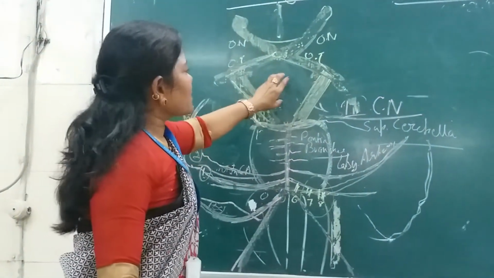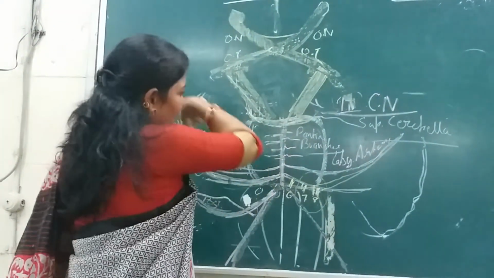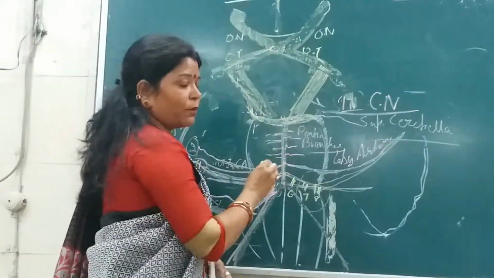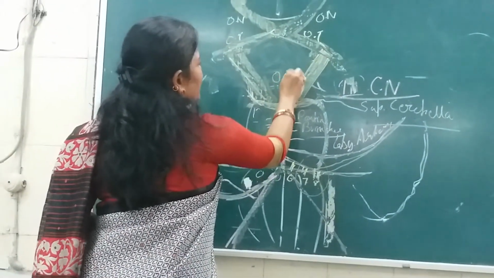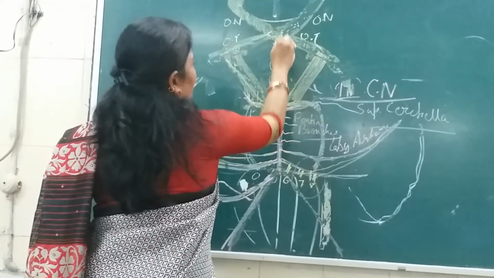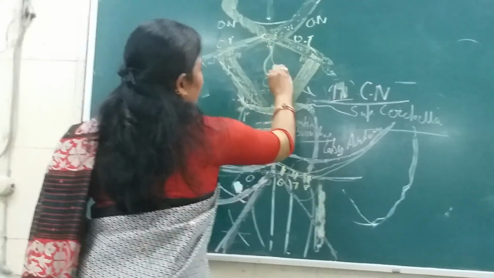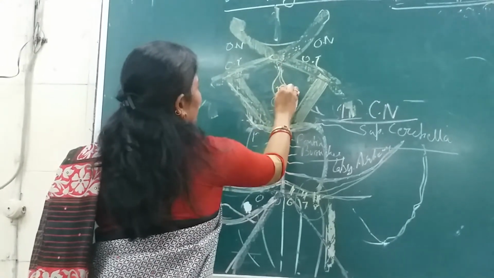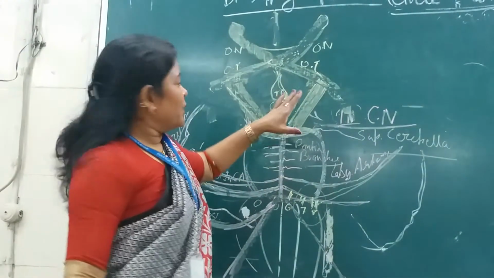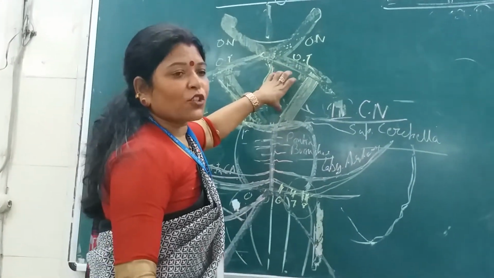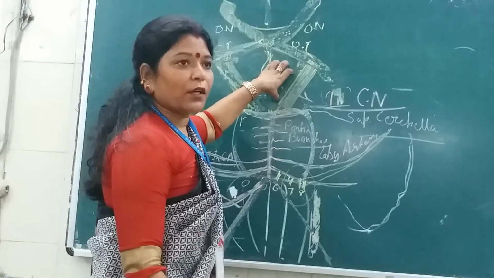Now, there are some important structures here that are not the topic of concern, but still you must know. There are the mammillary bodies. Here it is the infundibulum. Here it is the tuber cinereum. This is a very important topic. On this topic you are asked short notes: interpeduncular fossa.